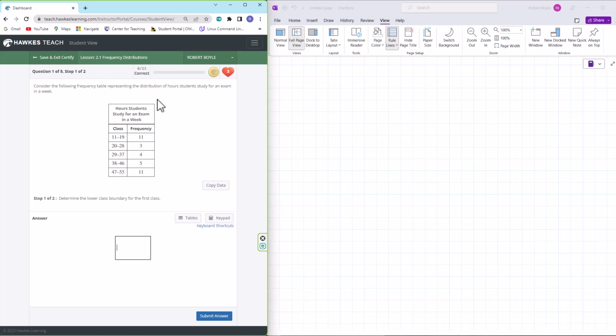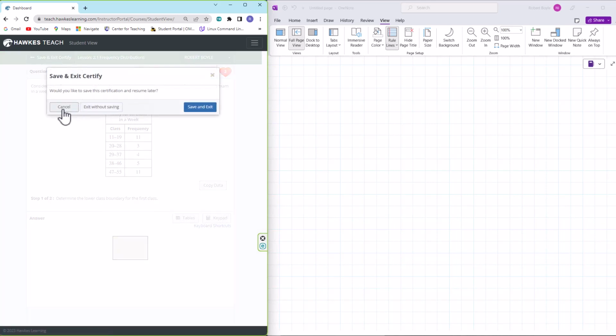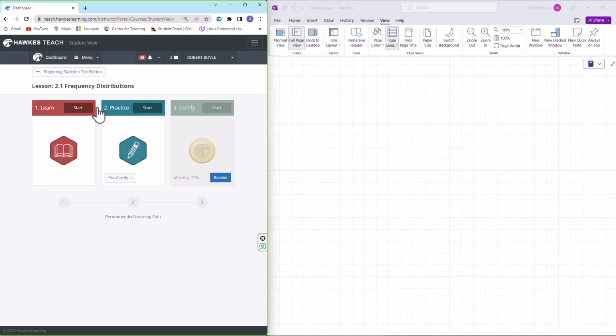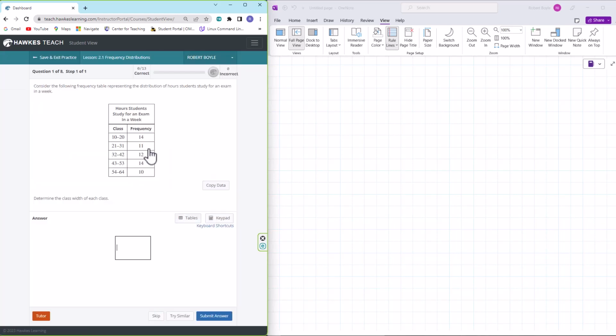Now to do the homework, I'm not going to go through certify. I'm going to do this through practice. So let me exit without saving, and let's go into practice. Okay, and here is the first of 8 problems. And here's what we have.